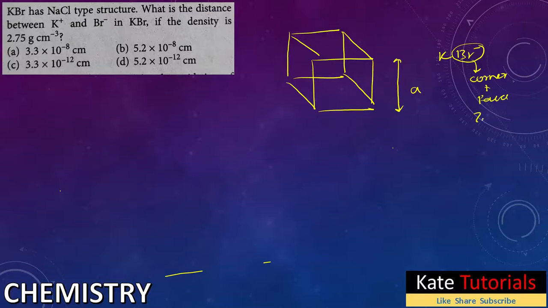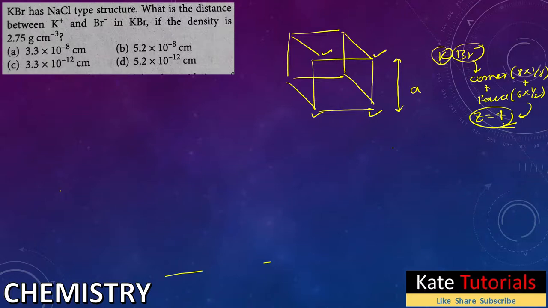So Z will be 4. The calculation: total 8 corners, 8 into 1 by 8, plus 6 faces into 1 by 2, so overall we get Z to be 4 for FCC. So here Br minus will occupy every corner and face.